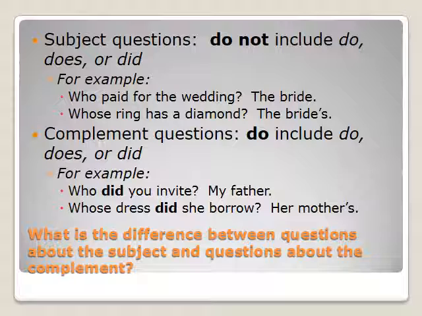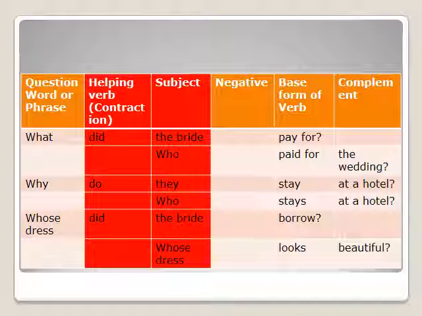But when we ask a question about the complement, we do have to include do, does, or did. So for example, who did you invite? And the answer to that is I invited my father. So we're asking about the complement, not the subject. Whose dress did she borrow? Her mother's. She borrowed her mother's dress. We're asking about the complement. Okay. Remember, when I say complement, I'm talking about what comes after the verb.